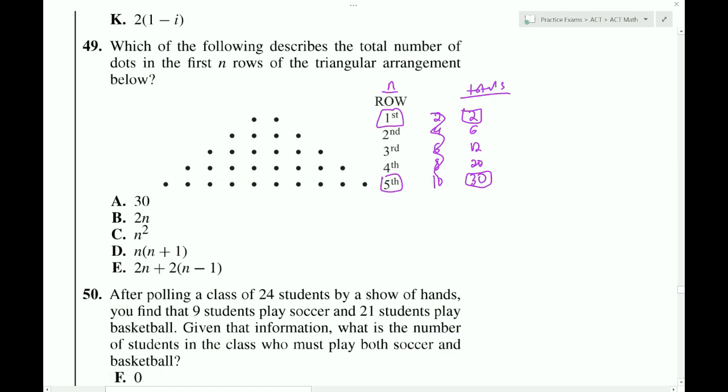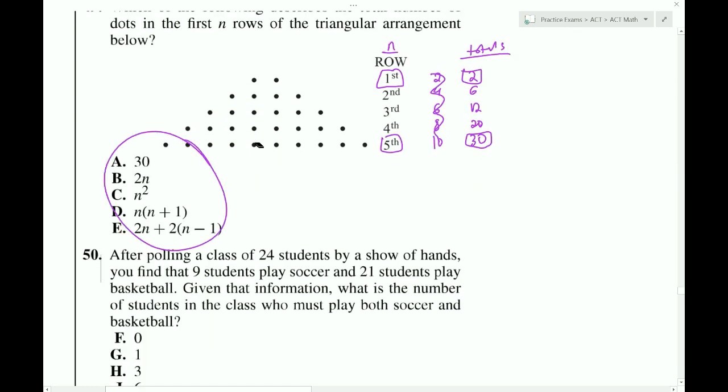So let's see which of these formulas has that correspondence, okay? So when n equals 1, I need 2, so that's not going to work. If I plug in 1 here, I get 2, so that works. If I plug in 1 here, 1 squared is 1. No good. Plug in 1 here, I get 1 times 1 plus 1. So that's 1 times 2, which is 2. That works. And then if I plug in 1 for choice E, 2 times 1 is 2, plus 1 minus 1 is 0. So also works.